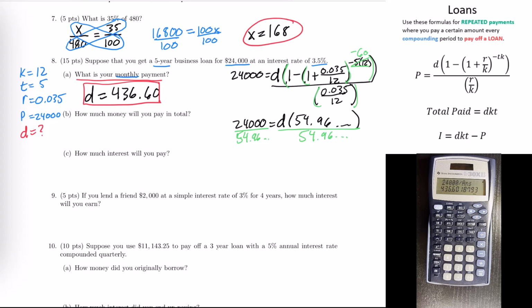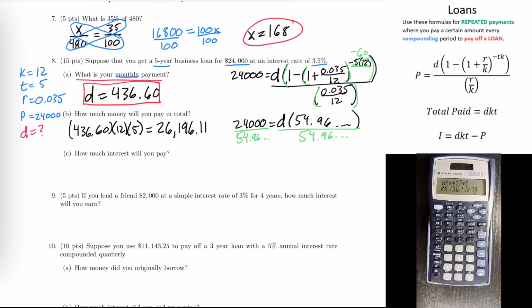And then the amount of money that we'll pay in total is going to be that monthly amount times 12 months times my 5 years. So if we take this amount, multiply by 12, multiply by 5 years, that says the amount of money that we will pay in total is $26,196.11.